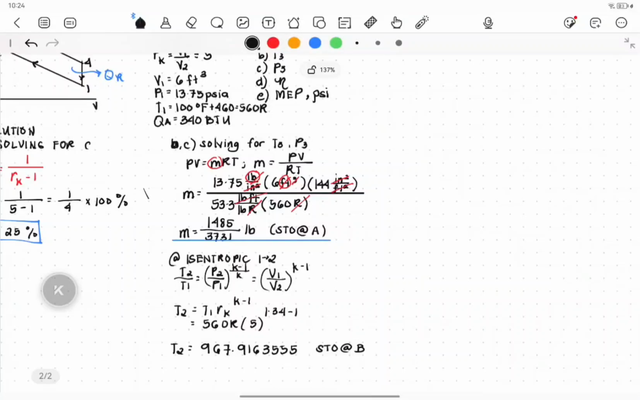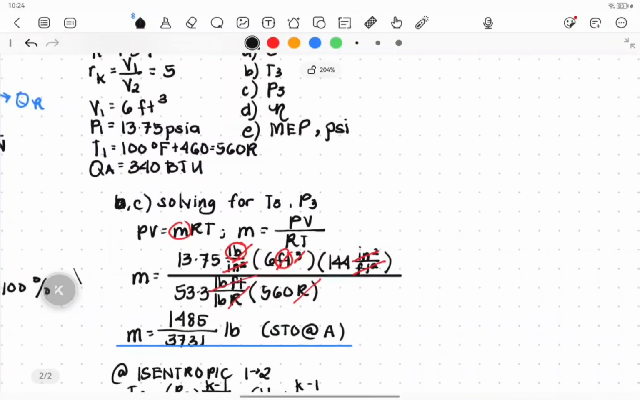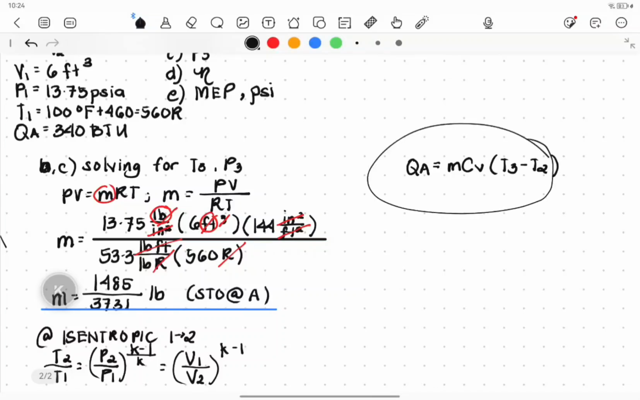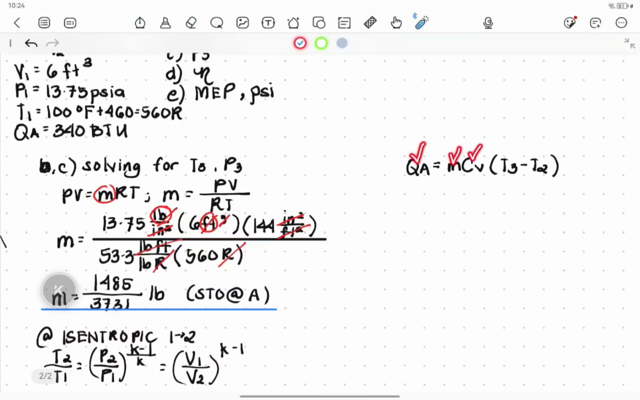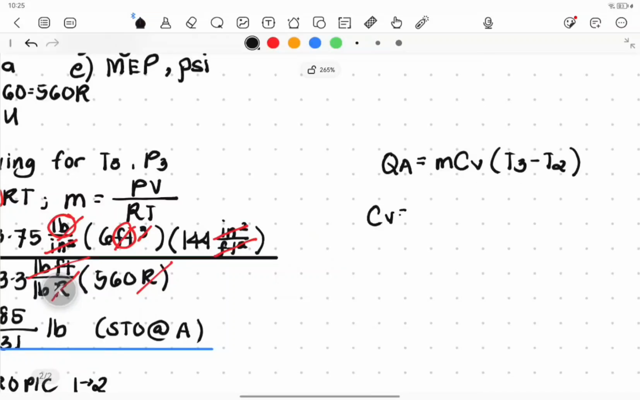So now we have to solve for T3, but how can we do it? Note that we have a given value of QA, which is 340 BTU. So using QA, we can generate a formula to get our T3 as m Cv times T3 minus T2. And we can just transpose this formula in order to get T3. Why? Since we have QA, we have mass, we have Cv, and we have T2, we can get our T3. But first, we have to solve for our Cv. We know that the formula of Cv is R over K minus 1.